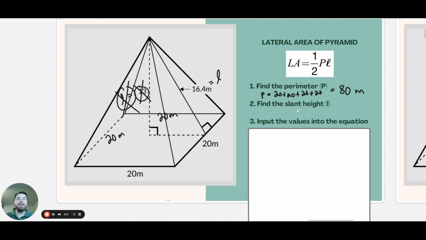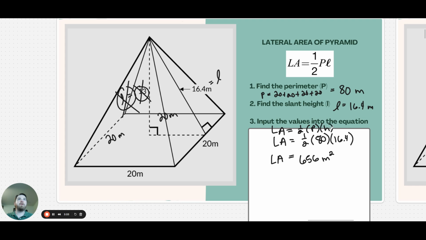Next thing I need to find is the slant height. Like I already mentioned in the picture there, your slant height is going to be that 16.4 meters. Be very careful. Don't put 13 down. Now I just need to input the values into the formula, which will eventually go into my calculator. So 1/2 times 80 times 16.4. And when I plug all of that into my calculator, I get that my lateral area comes out to be 656, and then it's an area, so it's going to be meters squared. I should have probably written the formula down above this. It's just going to be 1/2 times perimeter times your slant height.